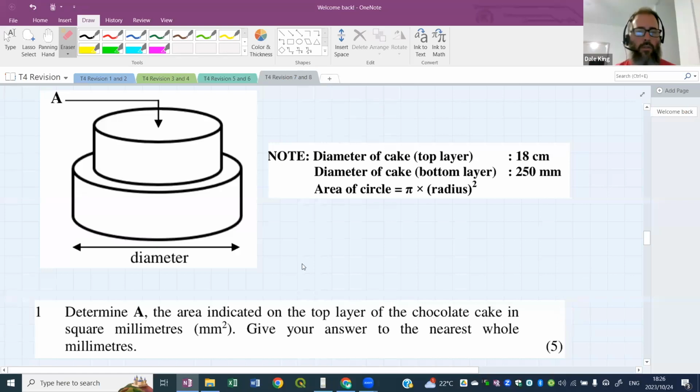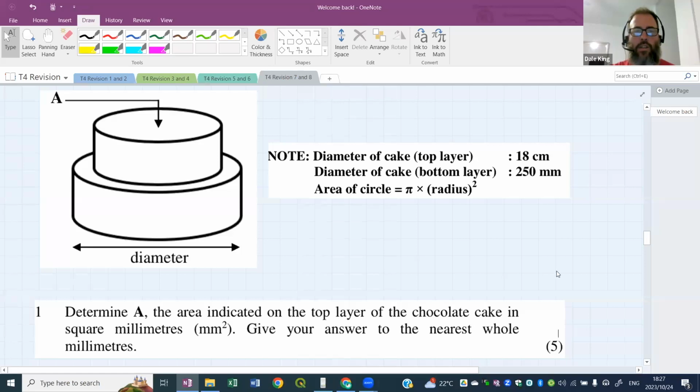Okay, but let's see what they have. Determine the area indicated on the top layer, there we can see it there, of the chocolate cake in square millimeters. Give your answer to the nearest whole millimeter. Read it again: determine the area of the top of the cake in millimeters squared and give your answer to the nearest whole millimeter. All right, I'm going to let you guys try this one. It's not that bad.